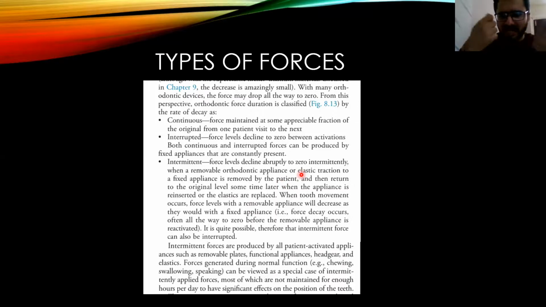Examples are removable orthodontic appliances or elastic wear. You will give the patient class 2, class 3 elastics, right? So these are the examples. All patient activated appliances such as removable plates, functional appliances, headgear and elastics are intermittent forces. They can ask you a question on this.